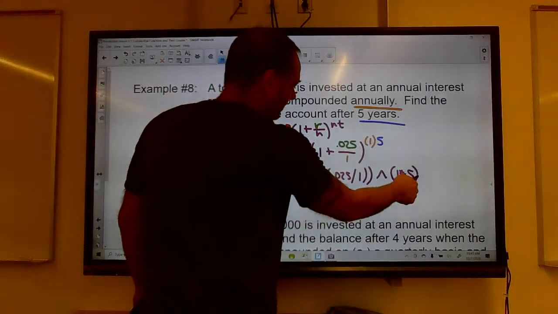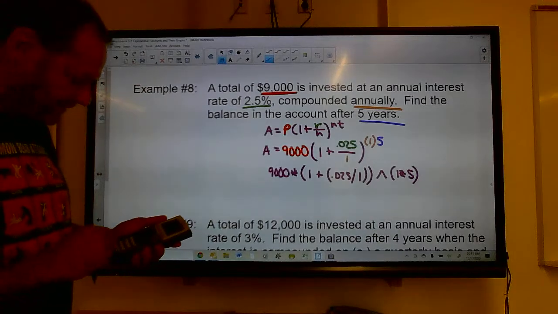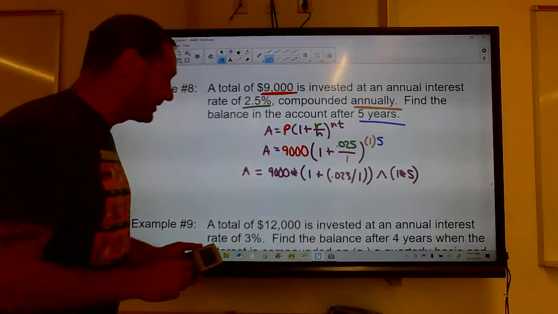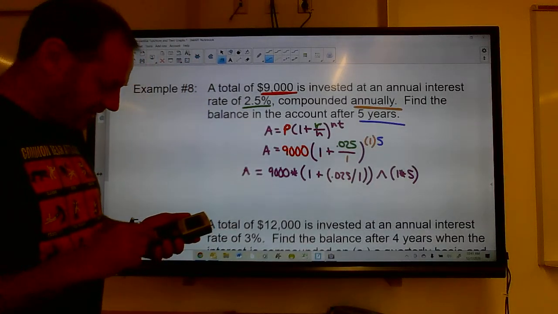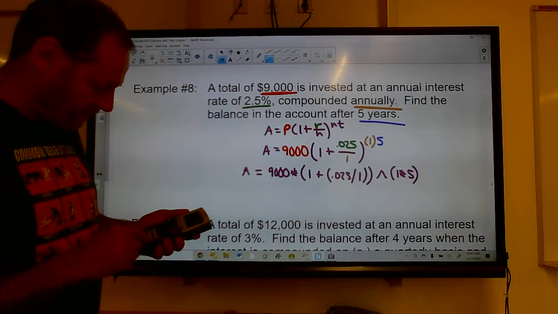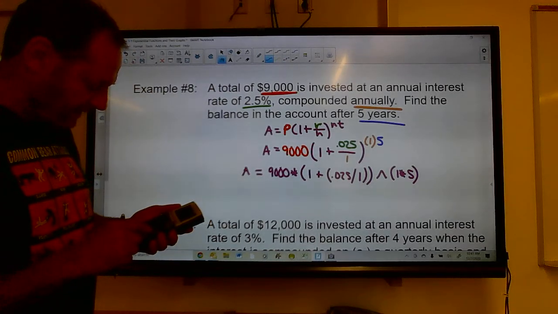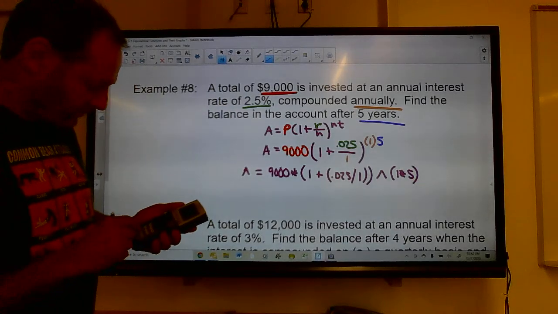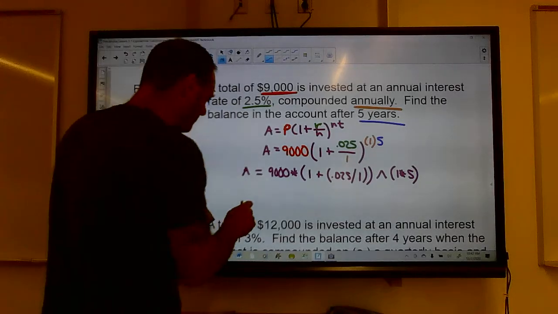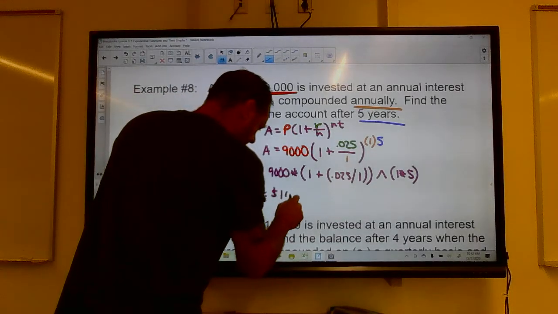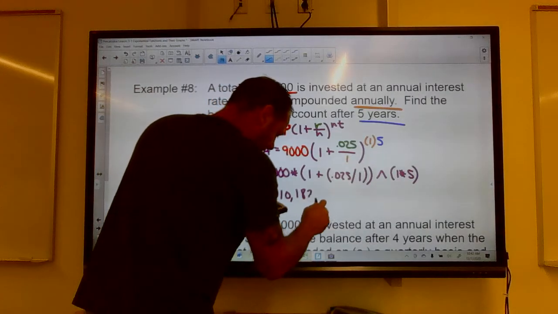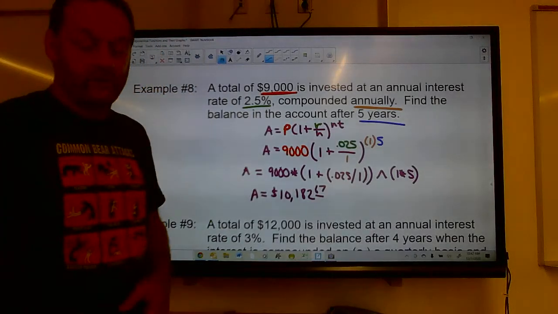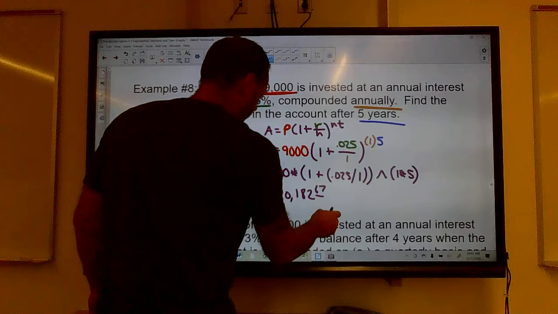Again, with a newer calculator, you don't have to put those parentheses around it because it will just keep you up in the power until you jump down out of it. So, if you type it just like that, it should tell you the answer. And that comes out to $10,182.67. That's the amount of money that you have in the account now. And that's what it asks you for.